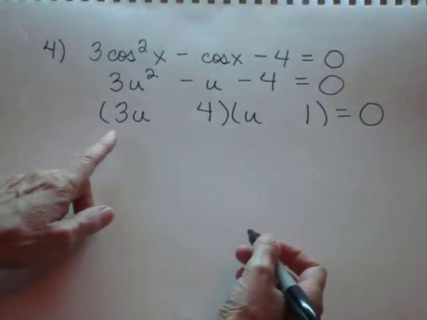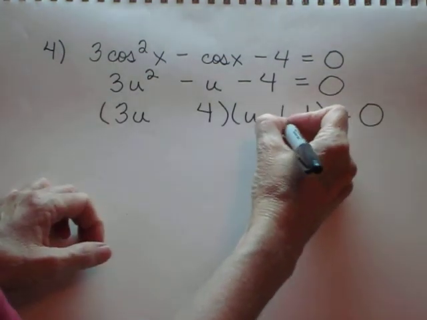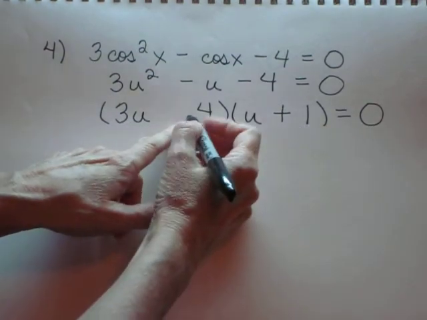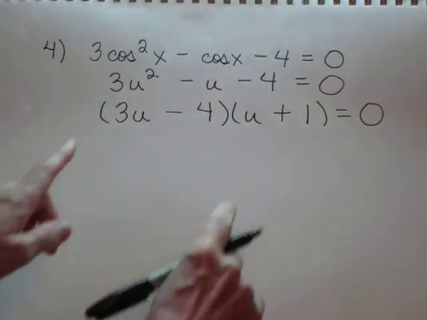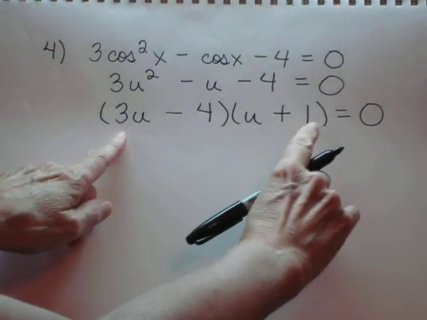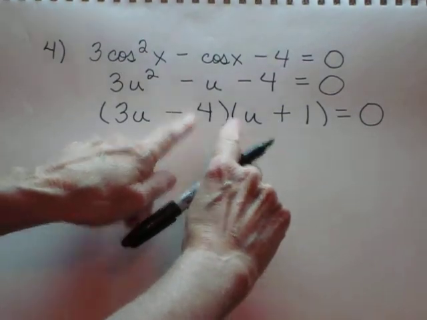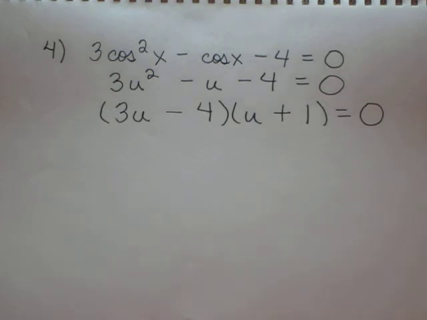If I put a plus on this one, the outer will give me 3u. And if I put a minus on the 4, I'm going to have a minus 4u. So when I check it, I've got 3u squared. The outer is going to be 3u. The inner is negative 4u, which gives me negative u in the middle, and then a minus 4 at the end. So I was able to get it factored. Set each factor equal to 0.